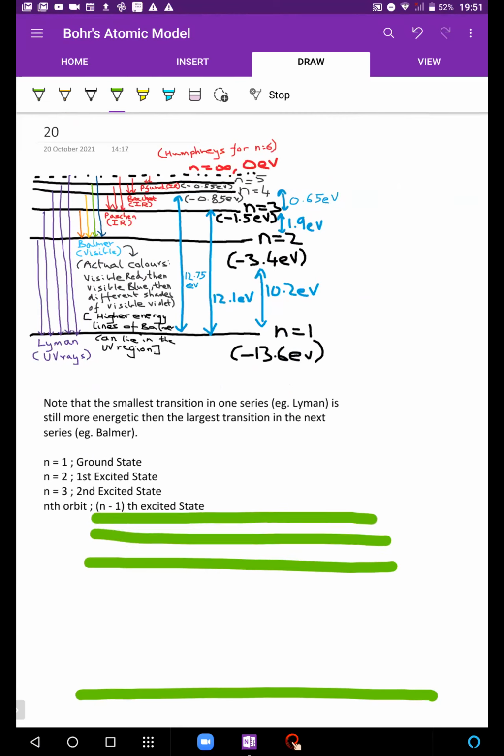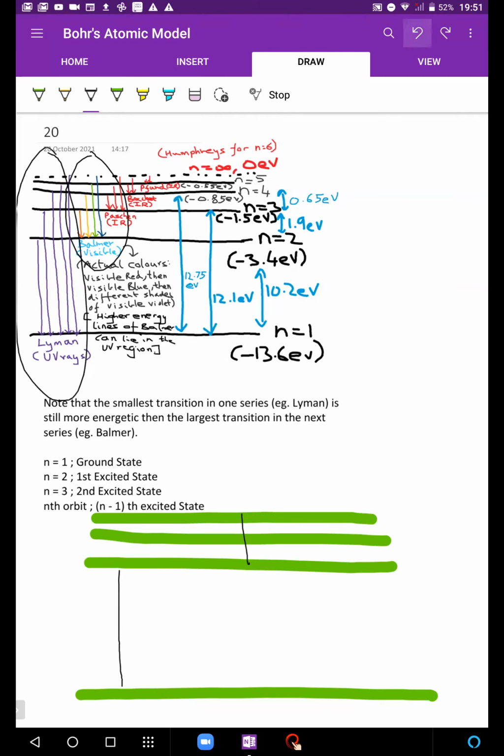In such a drawing, it's quite clear that Lyman's smallest transition is bigger than Balmer's biggest transition. So Lyman's smallest is still more energetic than Balmer's biggest. Every photon of the Lyman series is of more energy than the Balmer series, and every Balmer photon is of more energy than the Paschen series. So they are all separate series. Lyman's energy decreases from here to here, then Balmer's energy decreases from here to here, and so on and so forth.